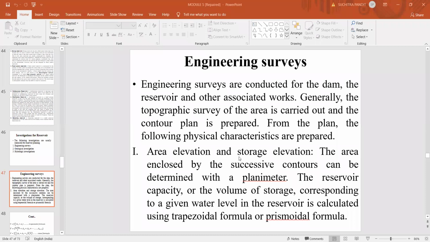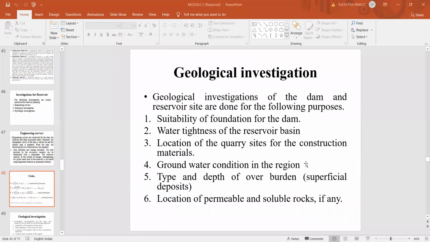A reservoir should store a sufficient amount of water to cater to whatever the demands are on the downstream side, whether it is a single purpose reservoir or a multi-purpose reservoir. So area elevation and storage elevation are very important. It gives the contours of that particular area. The reservoir capacity, or the volume of storage, can be decided from the area elevation and storage elevation curves of that particular area.